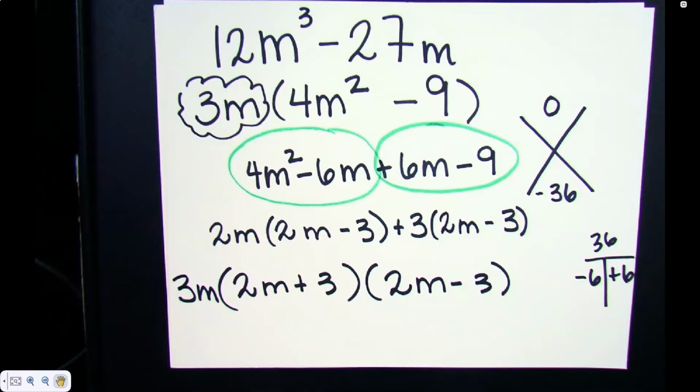Also, if you notice the first terms in the parentheses, that 2m times itself is 4m squared, which is what we had. And then those last two terms, that positive 3 times that negative 3 is the negative 9. So let's continue.